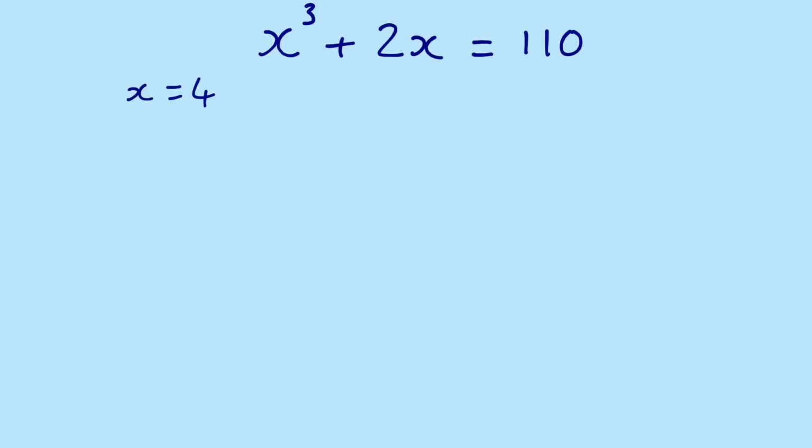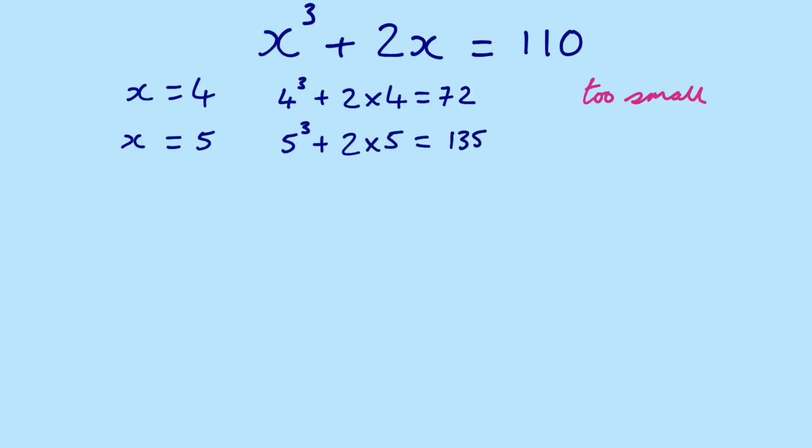So let's start with x equals 4. Now x equals 4, when you substitute it into x cubed plus 2x, we're looking for it as close to 110 as possible. It gives us 72, so as you can see that's too small. So next we will check x equals 5, and when we substitute that in, we can see that the number is too big. So now as you can see, the number is definitely between 4 and 5, because 4 is too small, so 72, and it should be 110, and x equals 5 is too big, it's 135, where we're looking for 110.